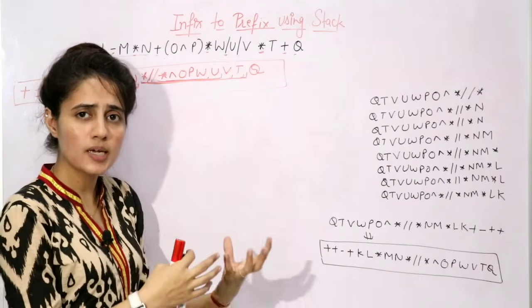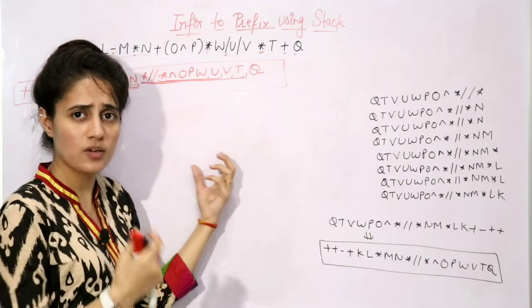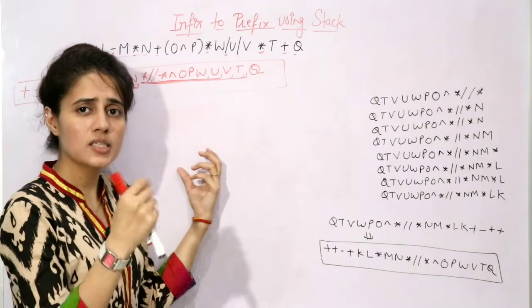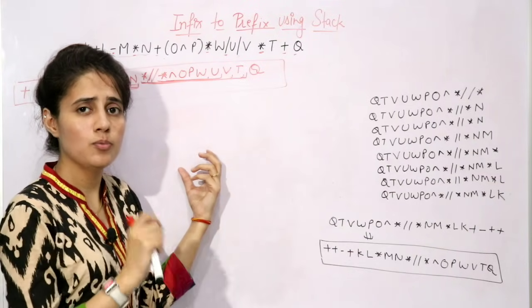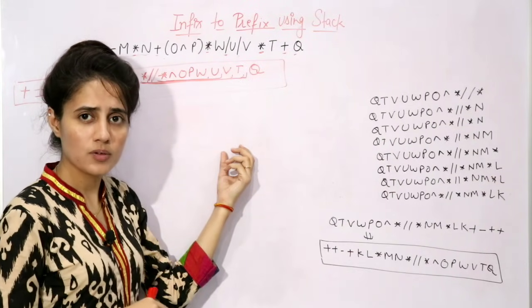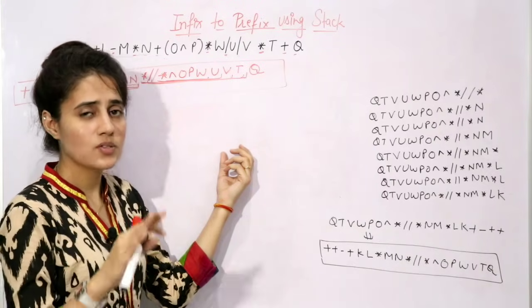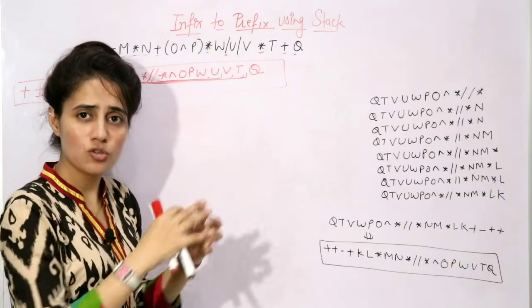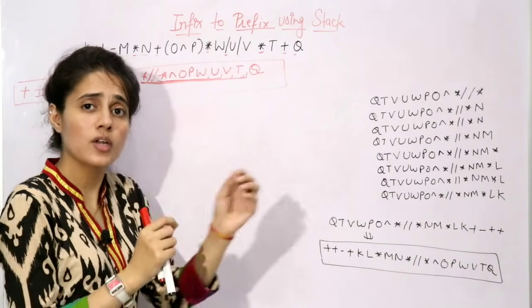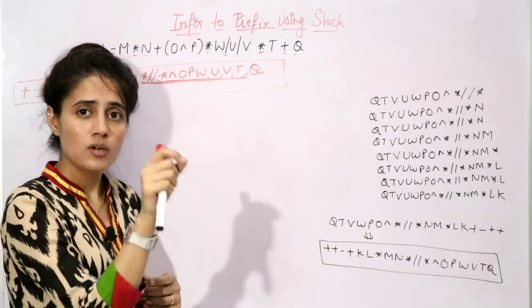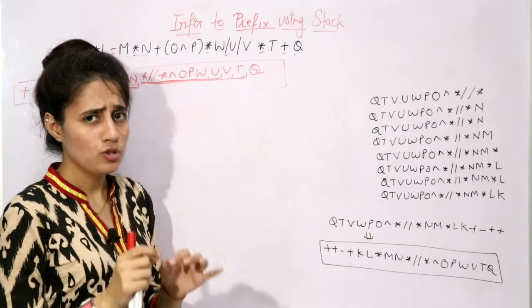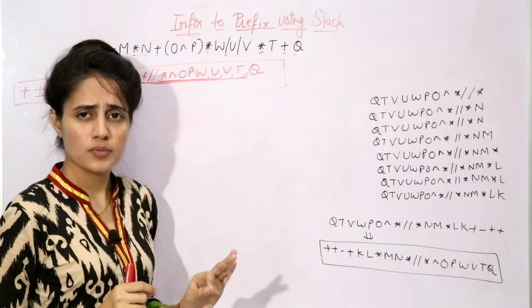If operator is there, then what? You will check out the stack. If stack is empty, or in the stack we have closing parenthesis, right? Then simply push that operator into the stack, right? If that is not the case, if stack is not empty, then check out the precedence of the incoming operator. If the precedence of incoming operator is higher than the precedence of the top of the stack, then simply push the incoming operator into the stack, right?